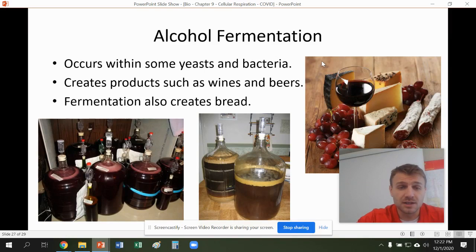The other type of fermentation or anaerobic respiration is called alcohol fermentation. This is where bacteria and yeast are going to produce things like wines and beers. So they actually make a byproduct of alcohol in an anaerobic environment. You can see these cauldrons, these glass containers, are going to seal off the liquid and the bacteria and the sugars in an anaerobic environment. That way, the bacteria and yeast will start breaking down the sugars, and they'll make alcohol as a byproduct. So this is a process that makes beer and wine.